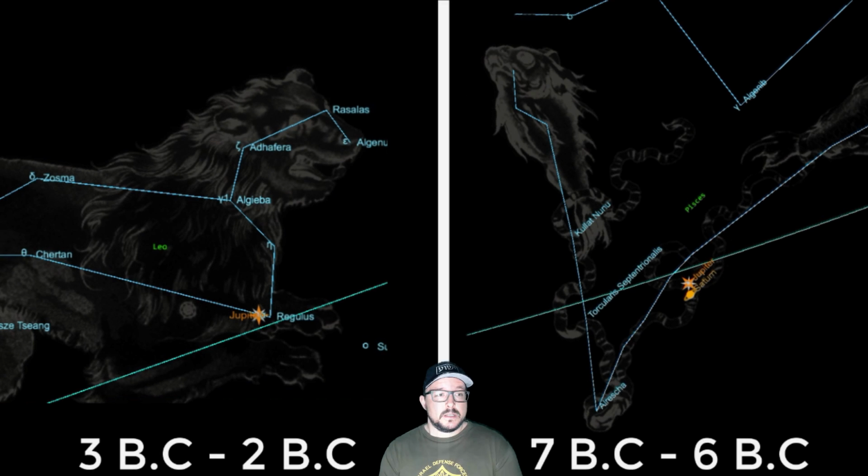So let's have a look at a comparison between what happened in 7 to 6 BC between Jupiter and Saturn, and what happened in 3 to 2 BC between Jupiter and Regulus. So the heads up was what happened in 7 to 6 BC, and just like the Revelation chapter 12 sign, our heads up were the blood moons.